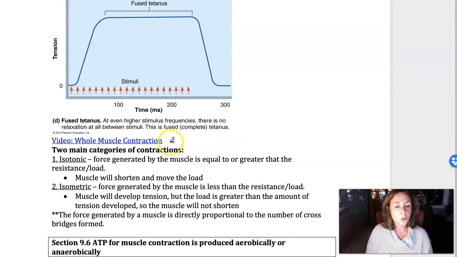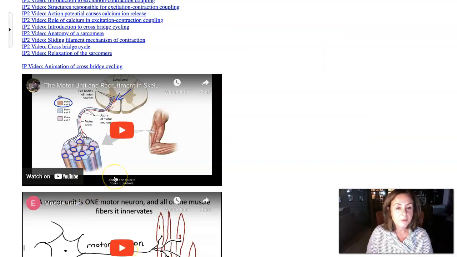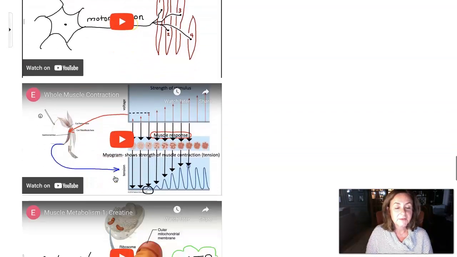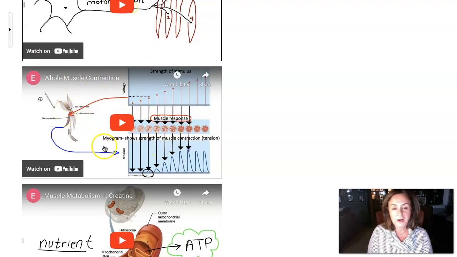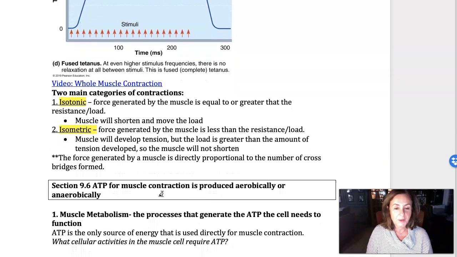So I do go over that all in this whole muscle contraction video. And just to take a look at our playlist, this is the video that I'm talking about. So, whole muscle contraction. I use a picture in the book and I go through all of those graphs, and I take my time doing that. So please watch this, and that will give you some good background on what we're talking about. I also talk about isotonic and isometric contraction in that video, which you might be familiar with already.